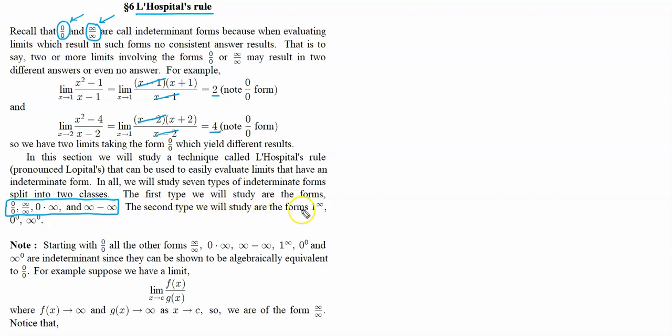Now the other type of indeterminate forms are 1 to the infinity power, 0 to the 0 power, and infinity to the 0 power. When you run across limits like these, they are also indeterminate forms, and we'll have a different way of tackling those limits as compared to the first four. So these are the 7 types of indeterminate forms that we have, and we'll study how we can evaluate each of them.